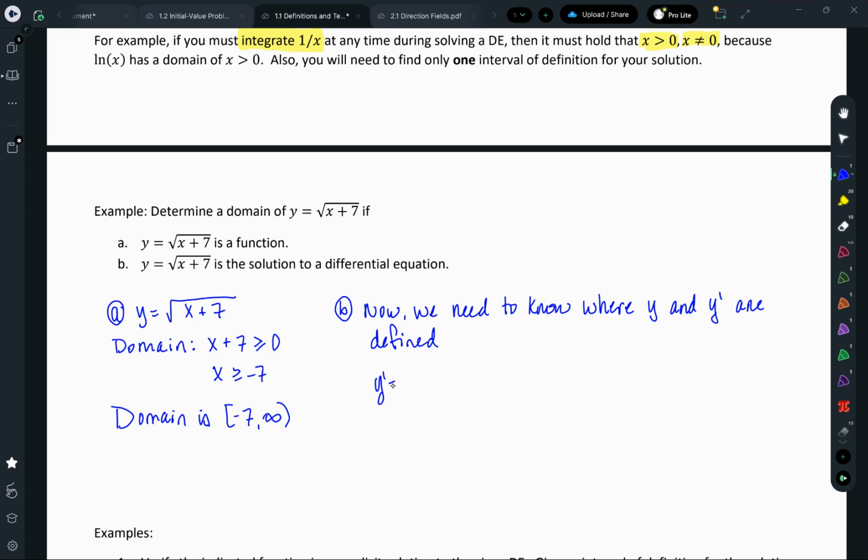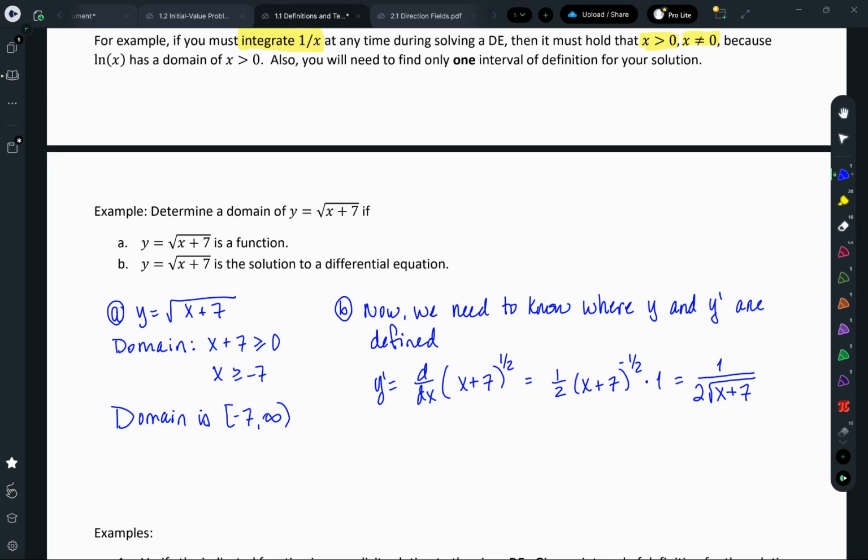Y prime is going to be the derivative, d dx, of, and I'm going to write the x plus 7 under the square root as x plus 7 to the 1/2, and then I'll take that derivative. It's going to be 1/2 times x plus 7 in parentheses, all raised to the negative 1/2 times the derivative of x plus 7, which is just 1. And this simplifies to be 1 over 2 square root of x plus 7.